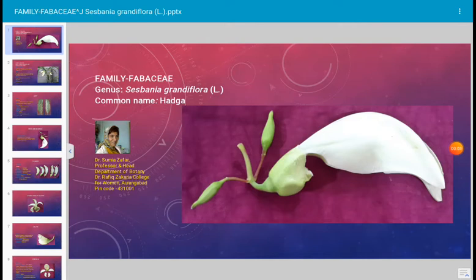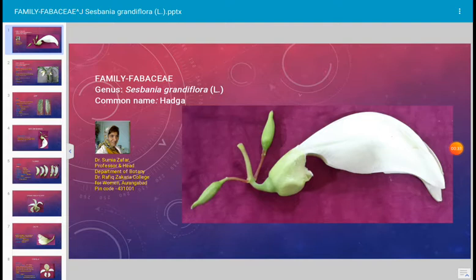Today's topic for discussion is the description of a specific flowering plant, that is Sesbania grandiflora. This Sesbania grandiflora is a tree, and it is a soft wooded tree. It is also commonly known as Indian pea or West Indian pea. Its common name is West Indian pea, but in Marathi it is called Hadga.